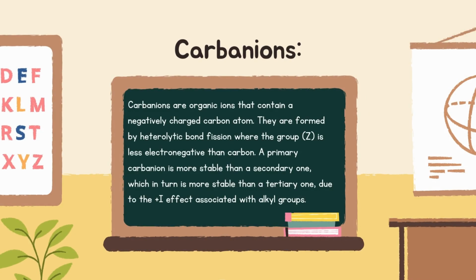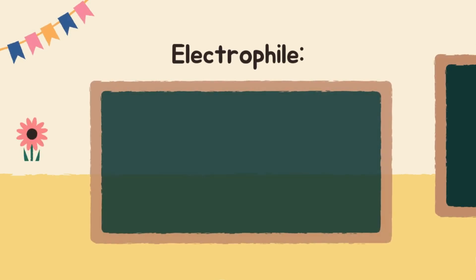Carbanions. Carbanions are organic ions that contain a negatively charged carbon atom. They are formed by heterolytic bond fission, where the group Z is less electronegative than carbon. A primary carbanion is more stable than a secondary one, which in turn is more stable than a tertiary one, due to the +I effect associated with alkyl groups.